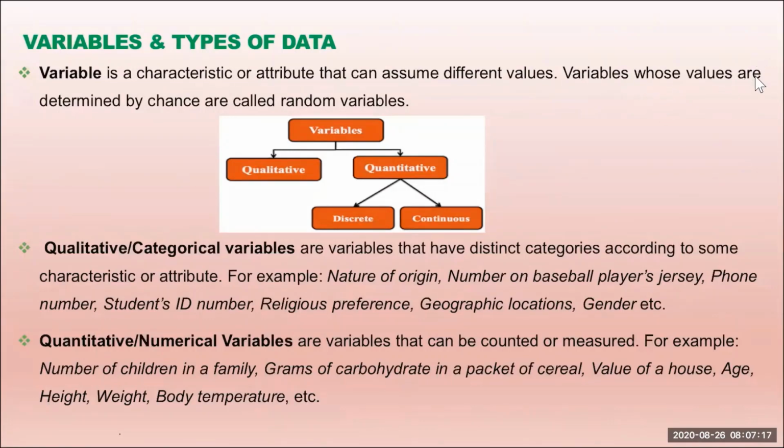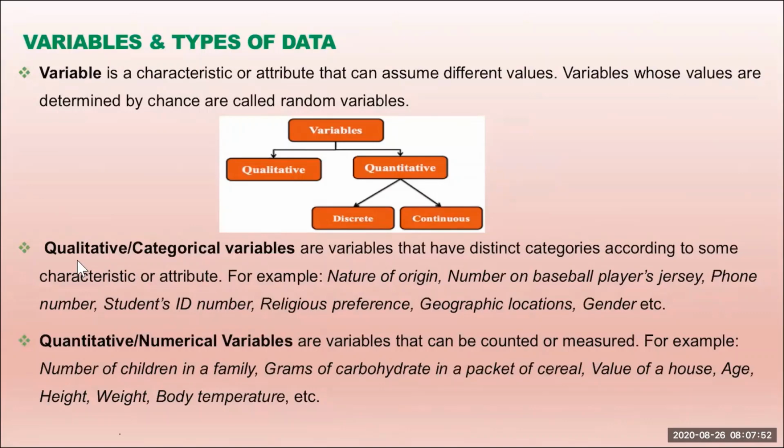Now, variables whose values are determined by chance are called random variables, and we'll be using random variables in probability later on. We are going to look at these variables in a little bit of detail. Variables are of two types, the qualitative variable and the quantitative variable. So first, let's go over the qualitative variables. When I say qualitative variables, these are also called categorical variables. They categorize the data.